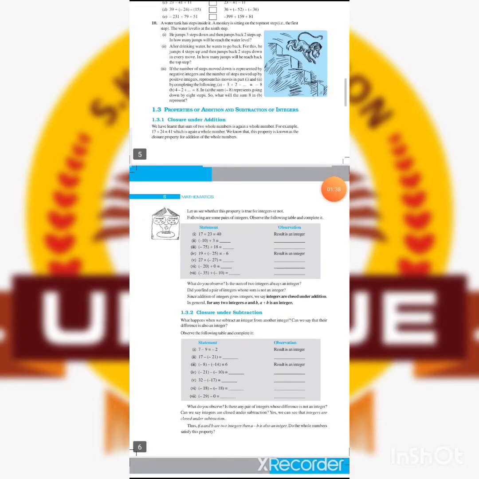Okay, so here are some properties of the integer, for the addition and subtraction of integers. The first property is the closure property, which applies to addition and subtraction as well. We learned this property in standard 6 for whole numbers. Closure property means if we add or subtract two integers, then the result should also be an integer.